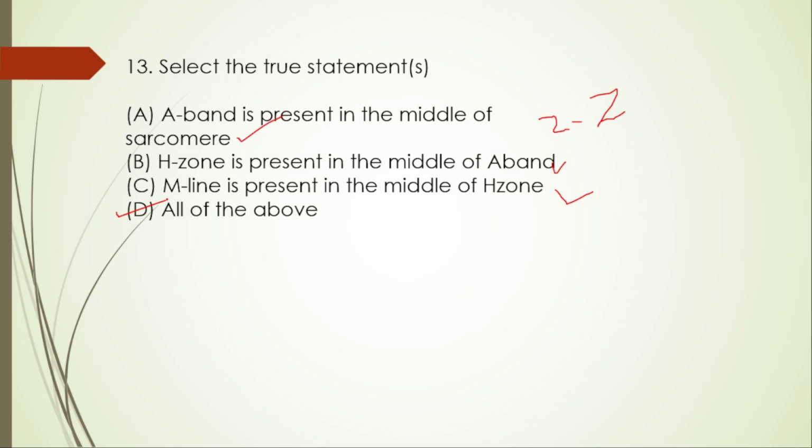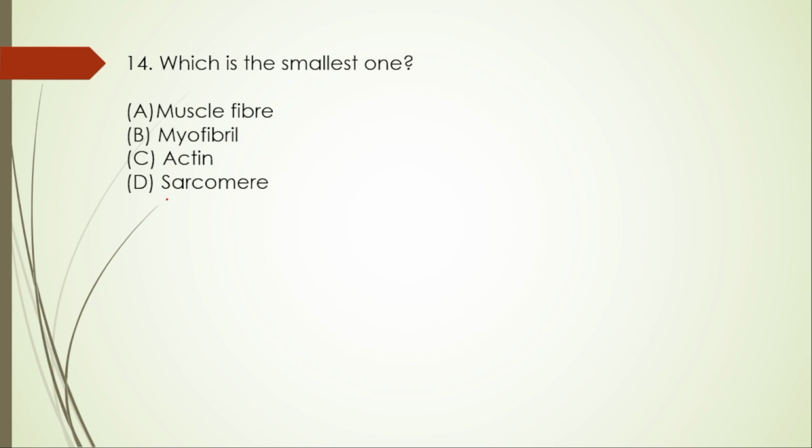Next question, question number 14. Which is the smallest one among the following? A. Muscle fiber, B. Myofibril, C. Actin, D. Sarcomere. So here, which one is the smallest means the answer is actin. Actin is the smallest one.